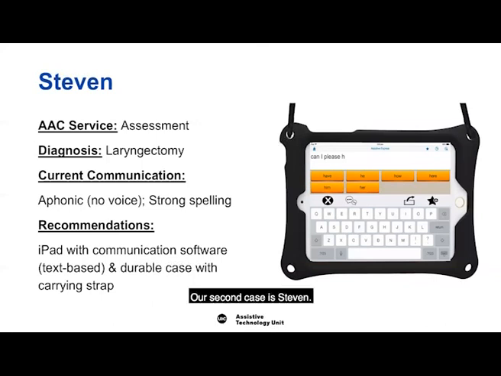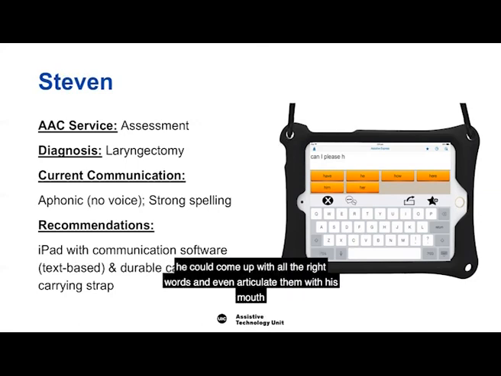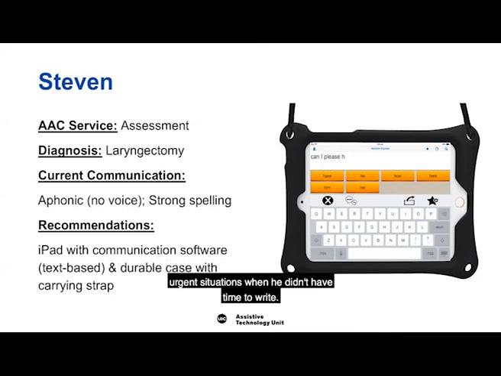Our second case is Stephen. Stephen underwent a laryngectomy due to throat cancer, meaning that while he understood everything that was said to him, he could come up with all the right words and even articulate them with his mouth, no sound came out when Stephen spoke. This was especially problematic when he needed to make phone calls, communicate in noisy environments, or in urgent situations when he didn't have time to write.